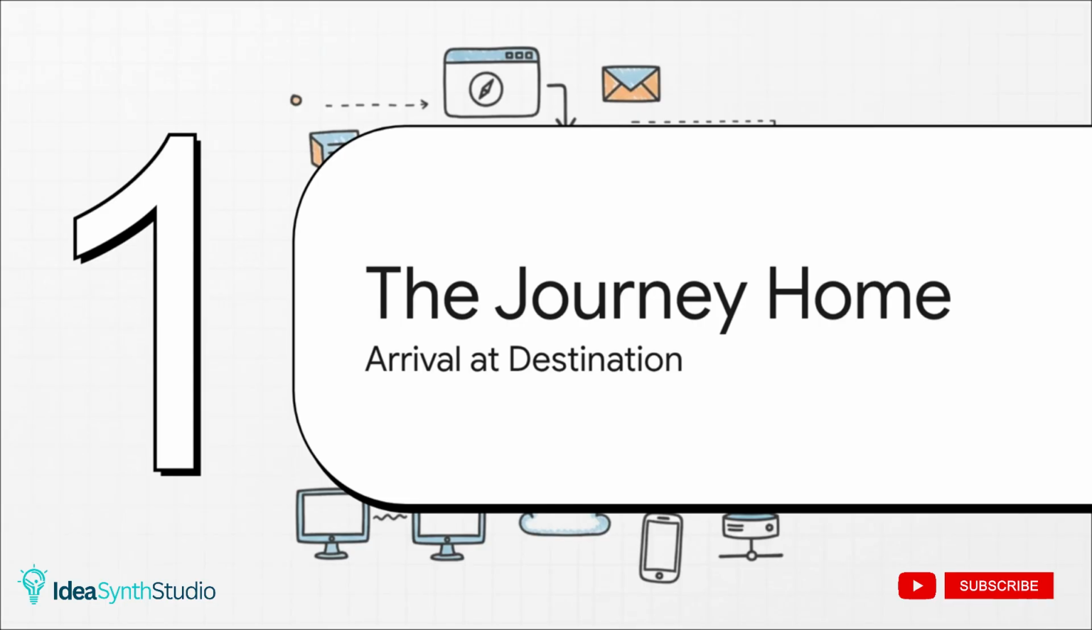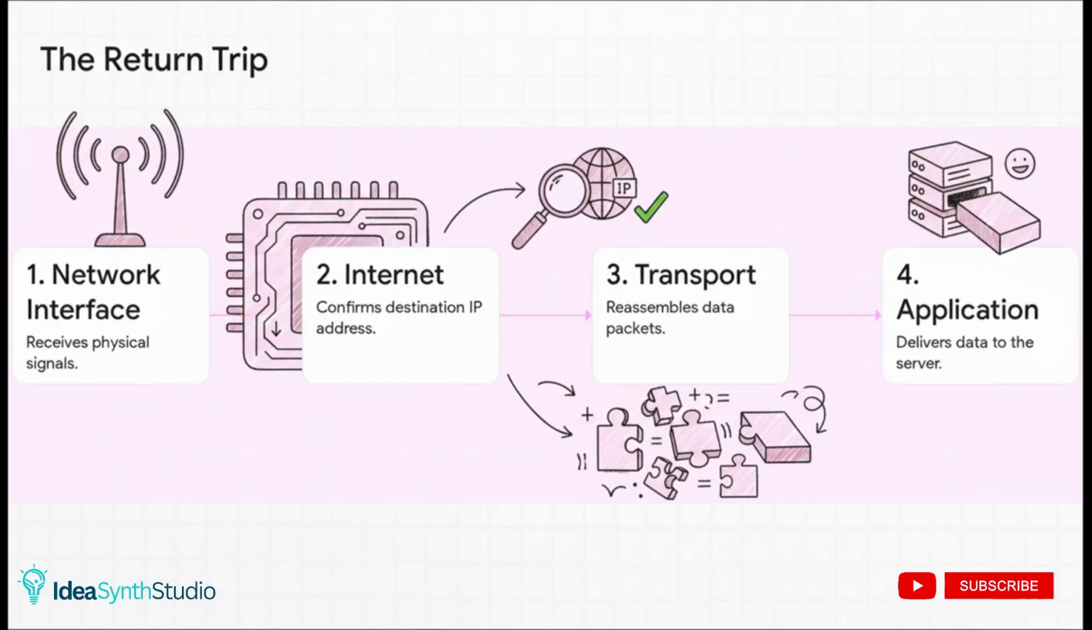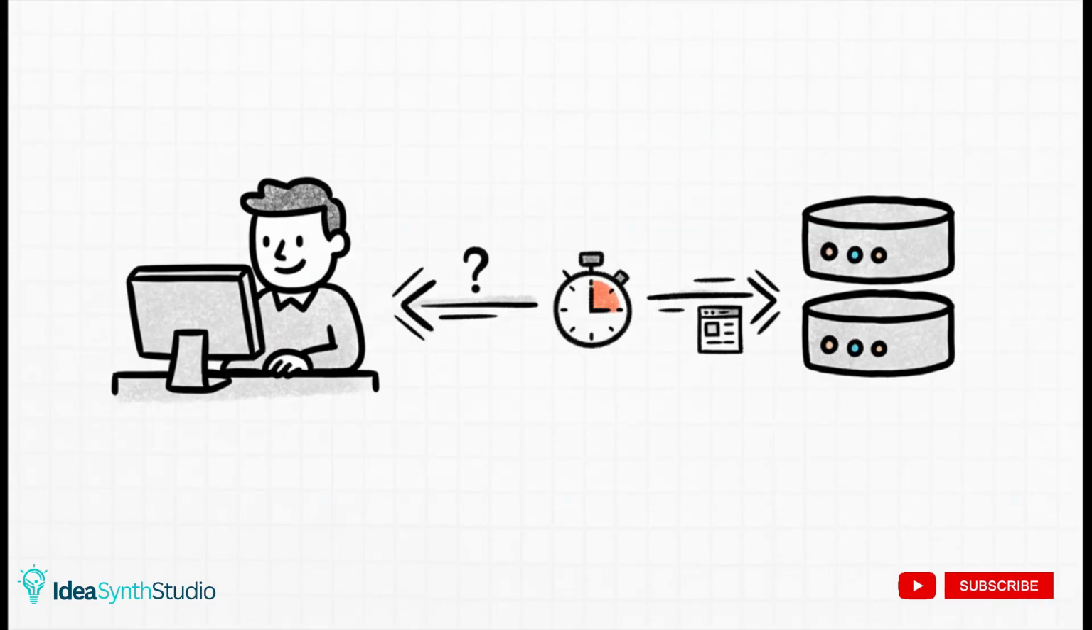So what happens when it finally gets to where it's going? What happens at the server? Well, you guessed it. The whole thing happens all over again, but completely in reverse. The server's network interface layer catches the signal and turns it back into a digital packet. The internet layer looks at the address and says, "Yep, this one's for me." The transport layer grabs all the little packets, puts them back together in the right order, and makes sure nothing's missing. And finally, the application layer gets the perfectly reassembled message and hands it off to the website software. Boom. The request is received and understood.